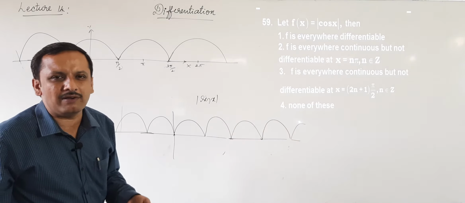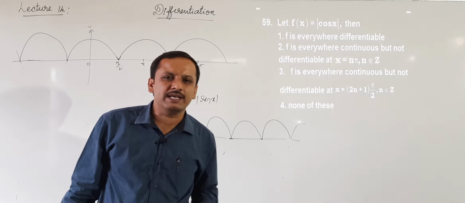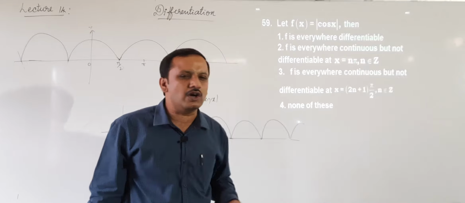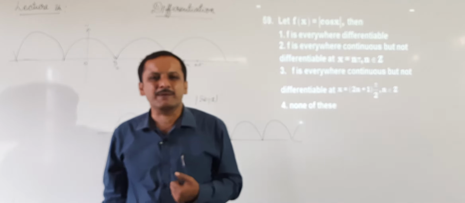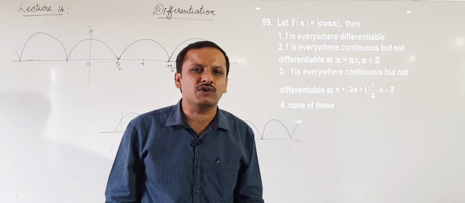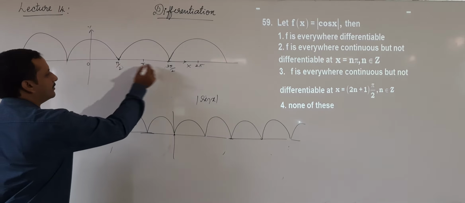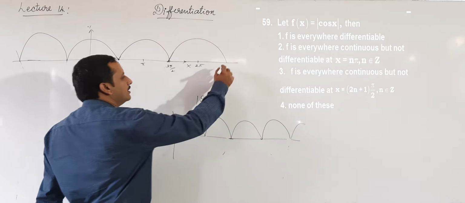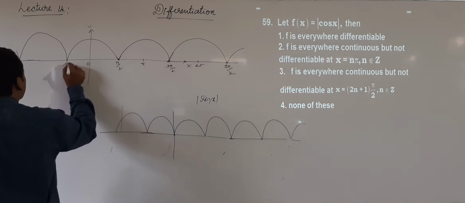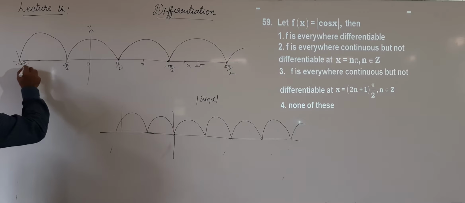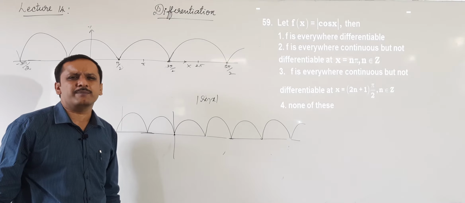And is it differentiable everywhere? By looking at the graph, we can test whether a function is differentiable or not by looking at points where there is a sharp edge. Observe, is there any sharp edge for this function at any point? As we can see, there is a sharp edge at pi by 2, at 3 pi by 2, at 5 pi by 2, and on this side at minus pi by 2, minus 3 pi by 2, etc. We observe that at all odd multiples of pi by 2, there is a sharp edge.